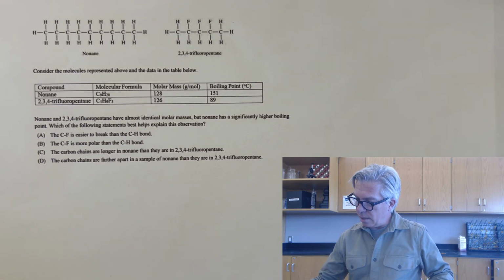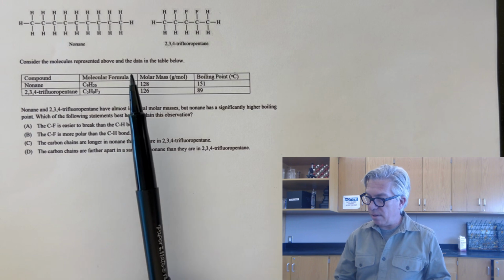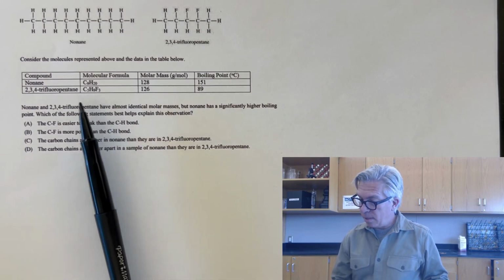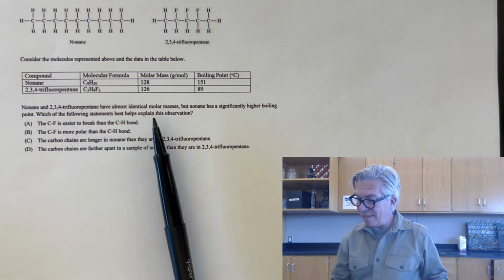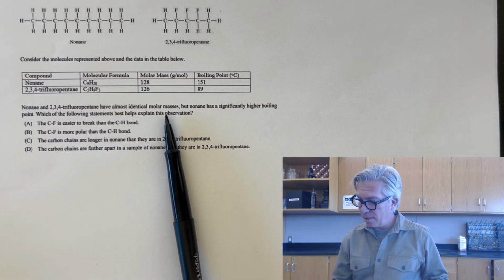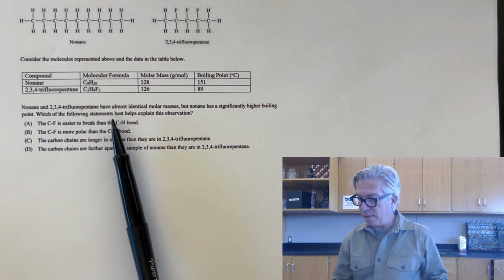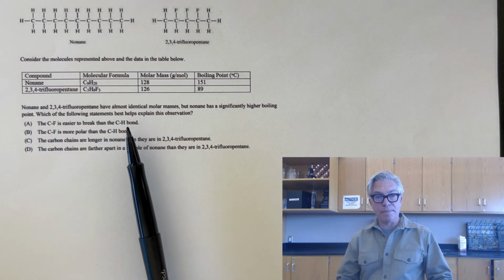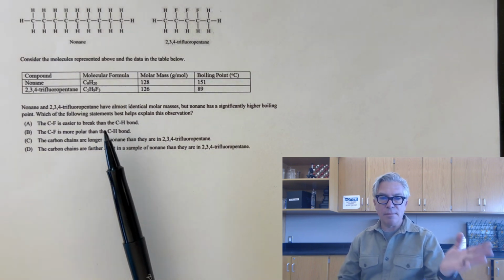This one, again, is about boiling points. Considering the molecules represented above and the data in the table below, nonane and 2,3,4-trifluoropentane have almost identical molar masses, but nonane has a significantly higher boiling point. Which of the following statements best helps to explain this observation? Okay, so you'll see this a lot. They'll say molar masses are the same, different property.